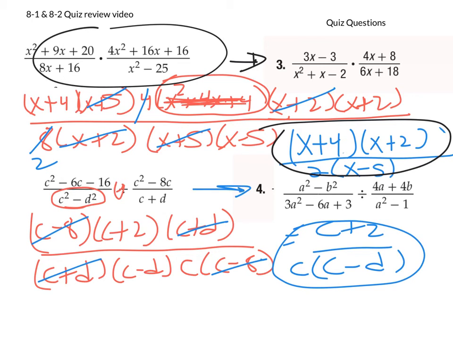Now you do number 4 the same way, where you take the division and change that to multiplication and flip this. Factor everything.